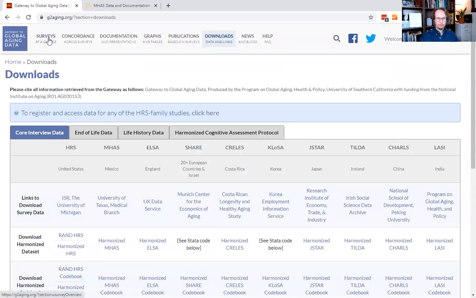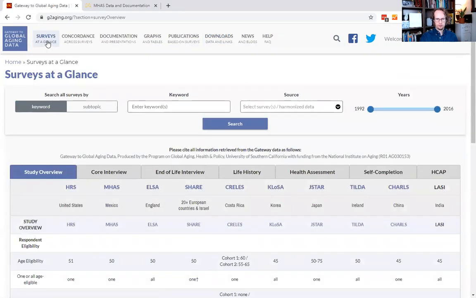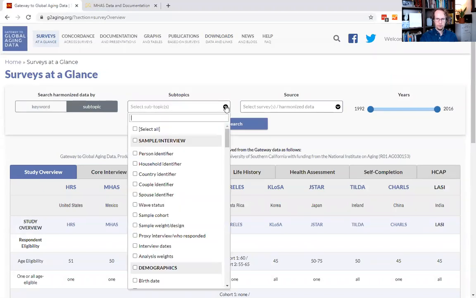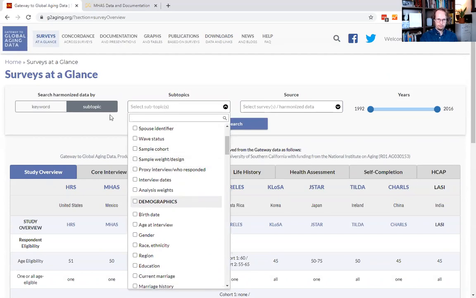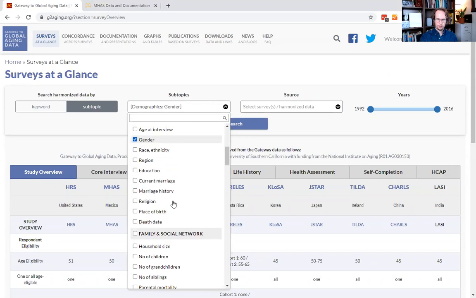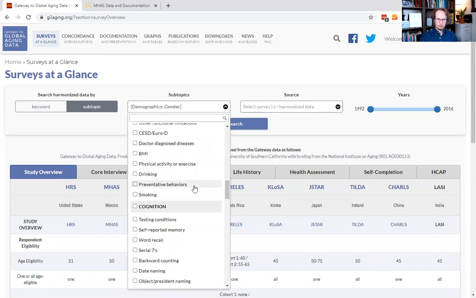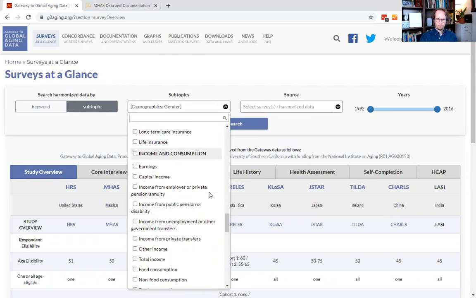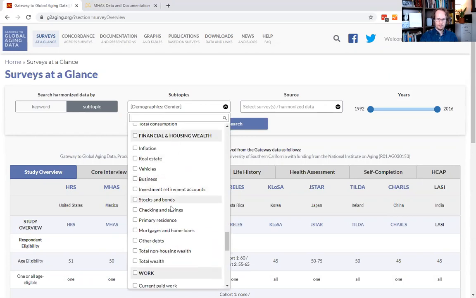So back at the Gateway, if you clicked on Surveys at a Glance, you can see here we have this search bar at the top. And so one of the things that you can do for common variables, so we mentioned gender and wealth, right? In our subtopics here, we're going to go to demographics. We can include gender, and then we can also go to financial and housing wealth, and we're going to look at total wealth here.